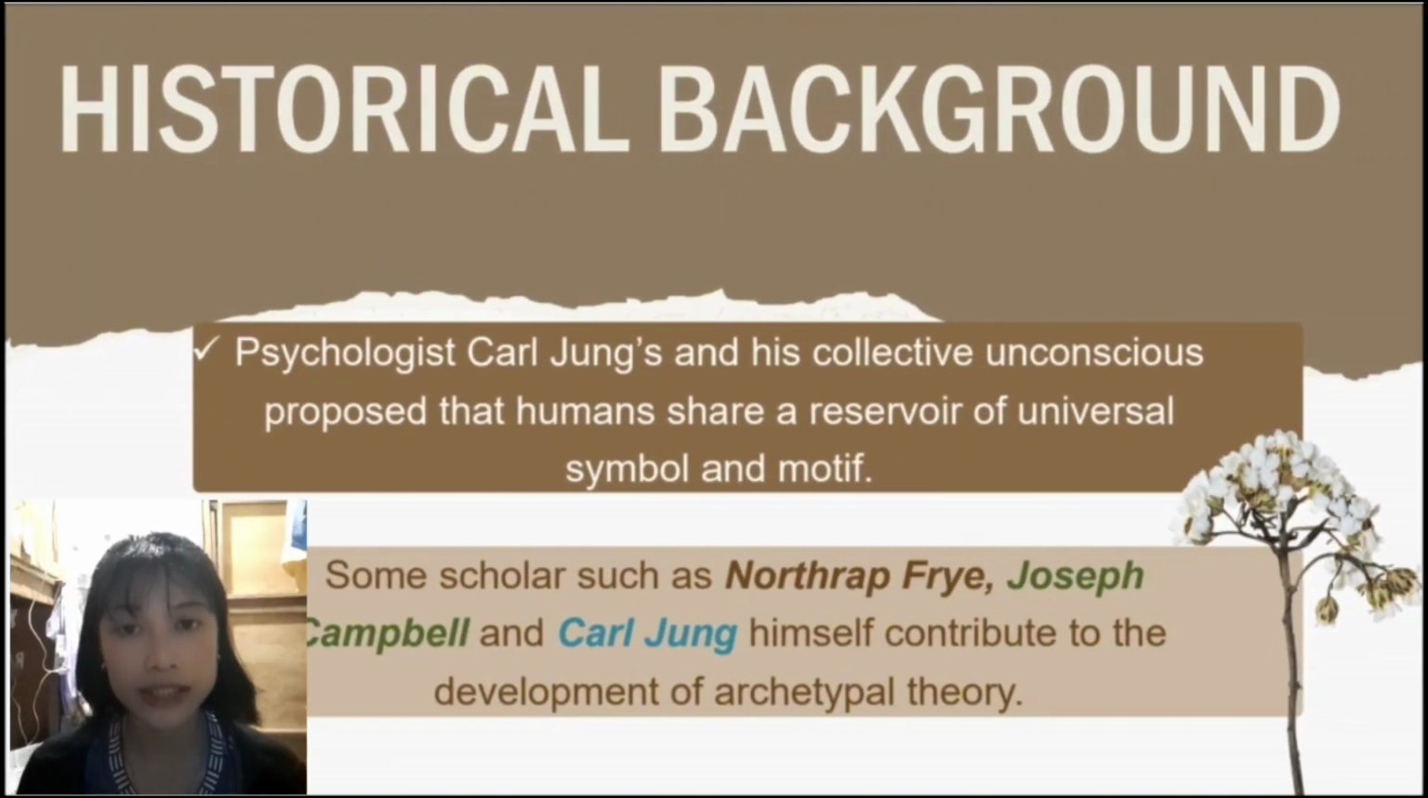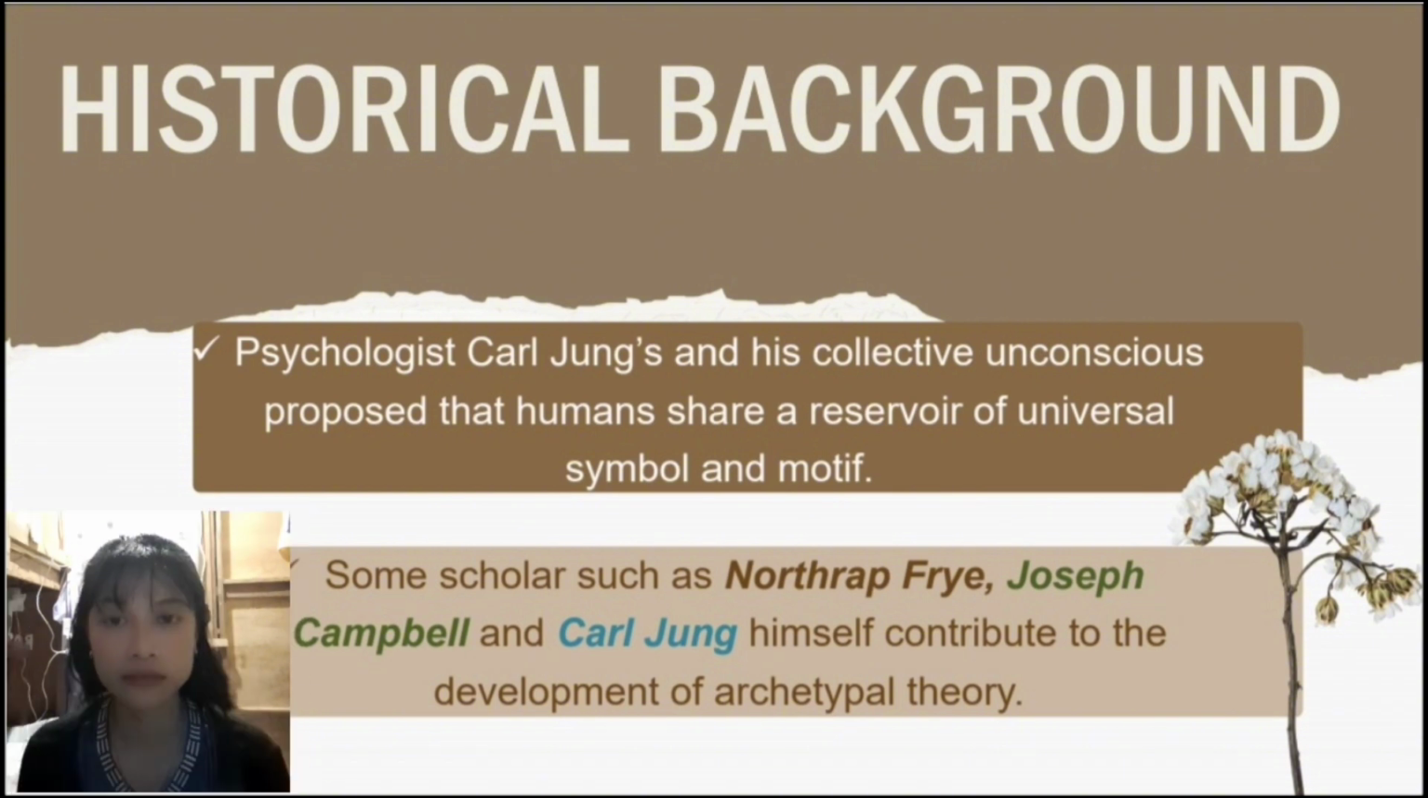Psychologist Carl Jung, with his collective unconscious, proposed that humans share a reservoir of universal symbols and motives. The collective unconscious represents a form of unconscious that is part of the mind, containing memories and impulses of which the individual is not aware. Some scholars such as Northrop Frye, Joseph Campbell, and Carl Jung himself contributed to the development of archetypal theory. Other scholars and researchers have further developed and expanded upon the archetypal theory.